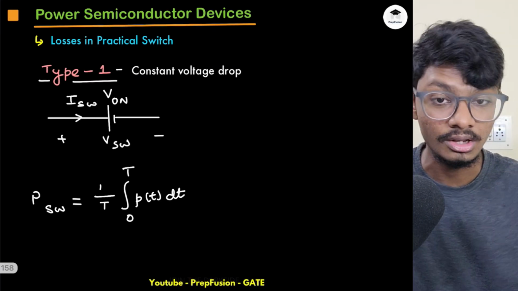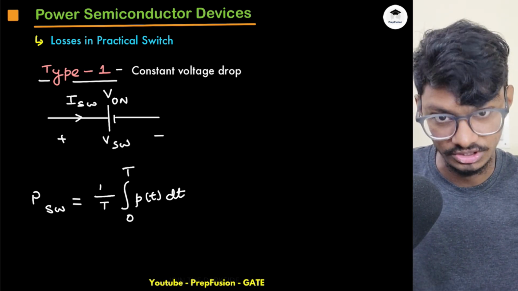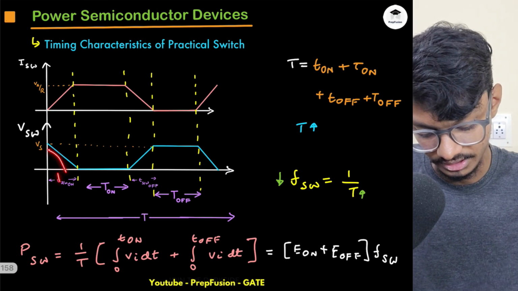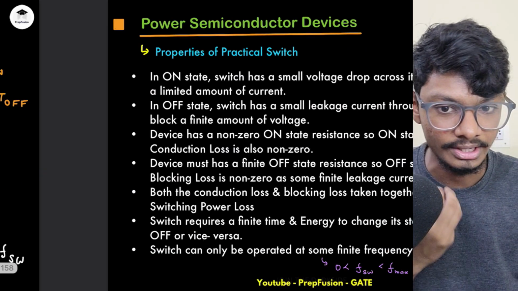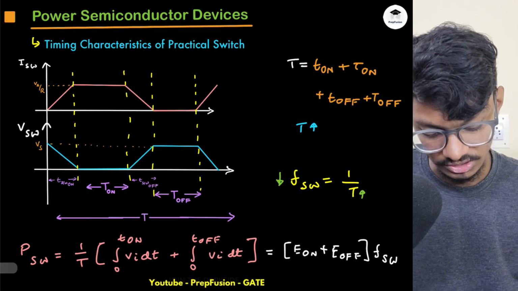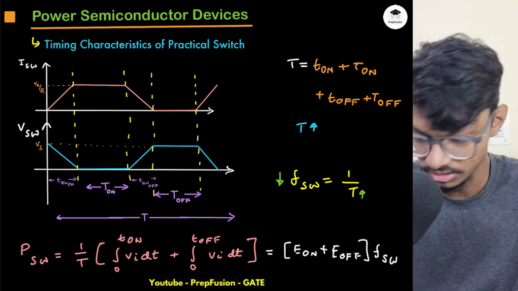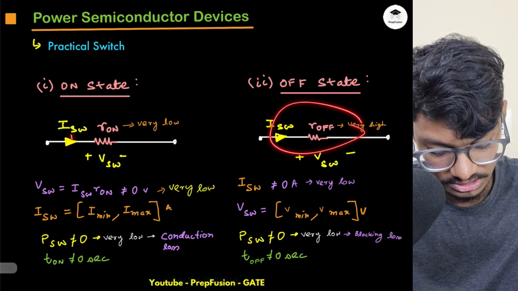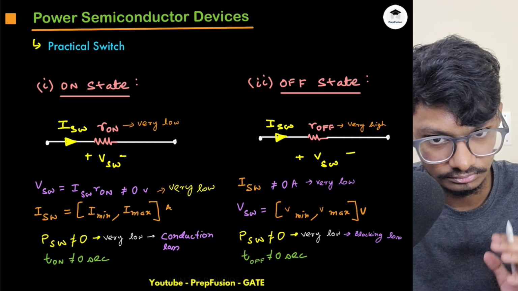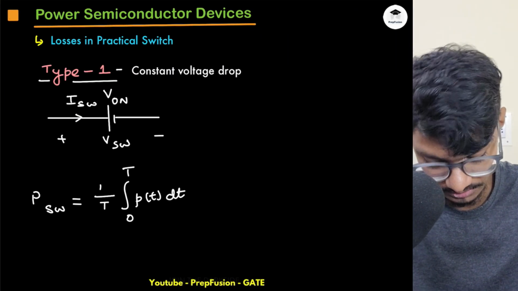Next, what are the losses in a practical switch? I've already explained the losses, right? One was the switching loss, when it turns on and off, which we ignored to derive this formula. Now let's understand about these losses, the conduction loss and the voltage loss, and what the different types of loss are. So I just used one of the models, replacing everything with a resistor. A switch can have multiple models.